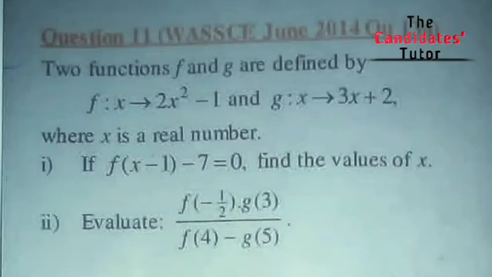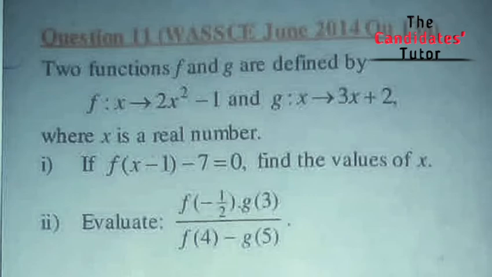So this is another question before us. We were told that f of x maps to 2x squared minus 1, and then g of x also is such that it maps to 3x plus 2. Okay, so we are asked to find the first one.